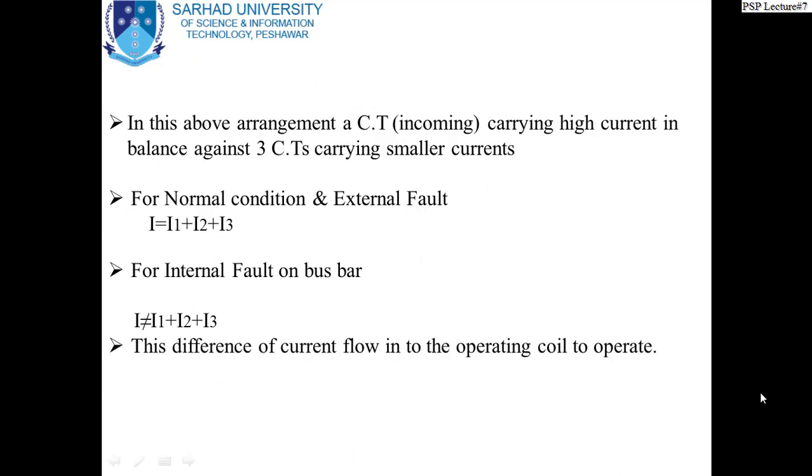Okay. Now in the above arrangement, a CT carrying high incoming current is balanced against three CTs carrying smaller currents. The second point is that for normal condition and external fault, I, that is the incoming current, is equal to I1 plus I2 plus I3, the outgoing currents. For an internal fault on the bus bar, I is not equal to I1 plus I2 plus I3. This difference of current flows in the operating coil to operate it.